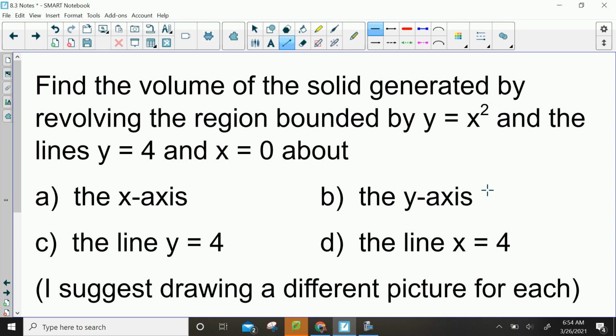So this needs to be in terms of y. This guy here, we're revolving around the line y equals 4, and this is around x equals 4. So this is going to be dy. These over here are dx. Okay, so I suggest drawing a different picture for each. So set those up and at least do the setup, the drawing, and then have it ready to go because we're going to start class with these 4 problems.